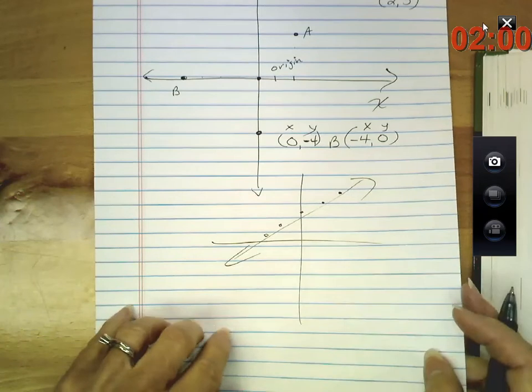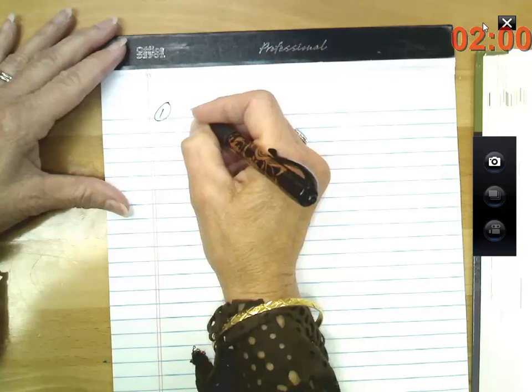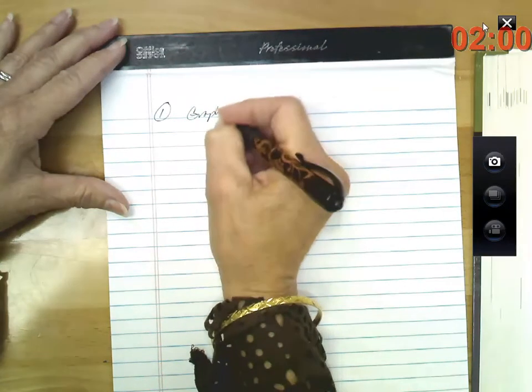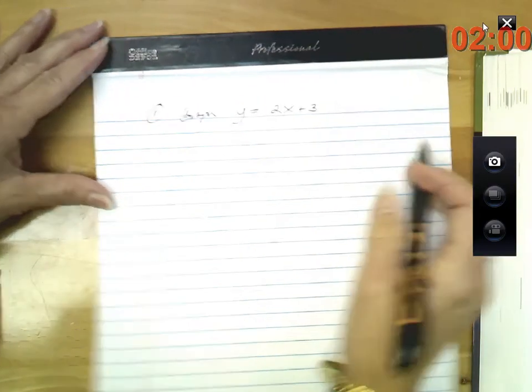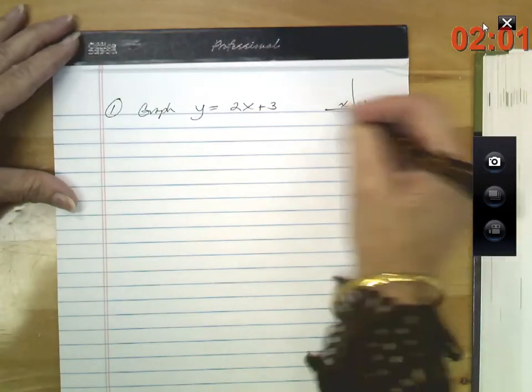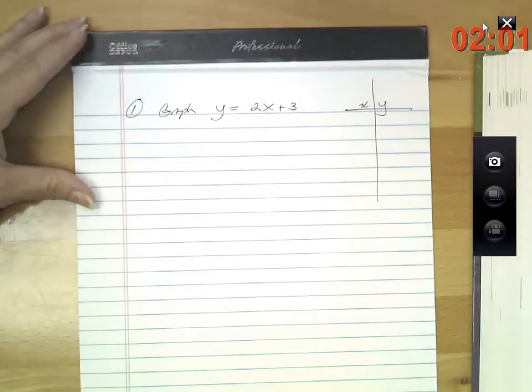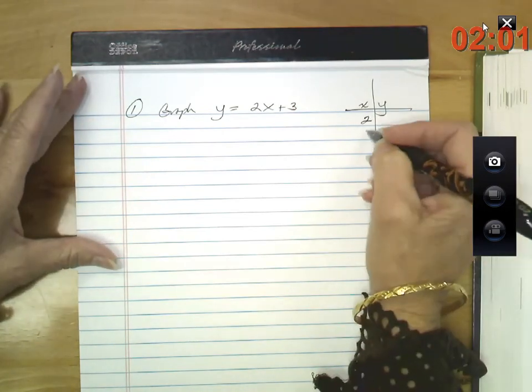I want to show you some examples of how to do this. Our first one is going to be to graph y = 2x + 3 using plotting points. What I'm going to do is pick out a couple of positive numbers like 2 and 1.